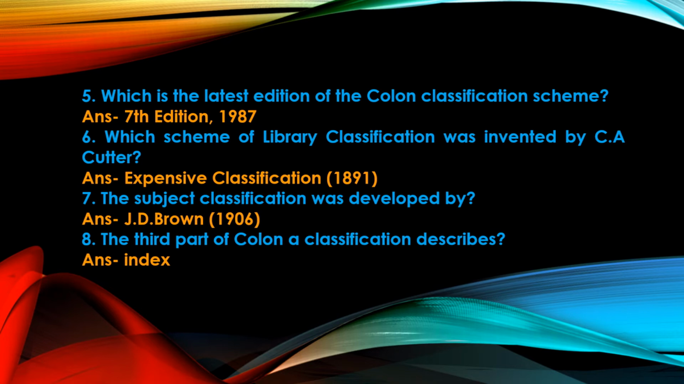Which is the latest edition of the colon classification scheme? 7th edition, 1987. Which scheme of library classification was invented by C.A. Cutter? Expansive classification, 1891. The subject classification was developed by J.D. Brown, 1906. The third part of colon classification describes index.